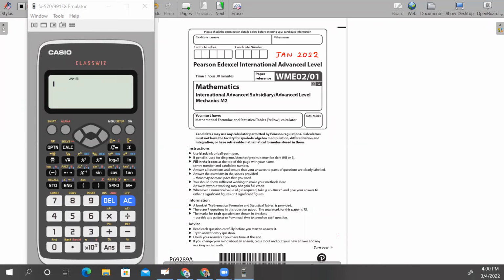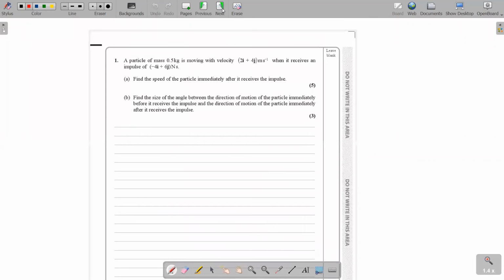Okay, so today we will discuss the M2 January 2022. We'll start with question number 1. A particle of mass 0.5 kilograms is moving with velocity 2i plus 4j meters per second when it receives an impulse of minus 4i plus 6j newton seconds. Find the speed of the particle immediately after it receives the impulse.